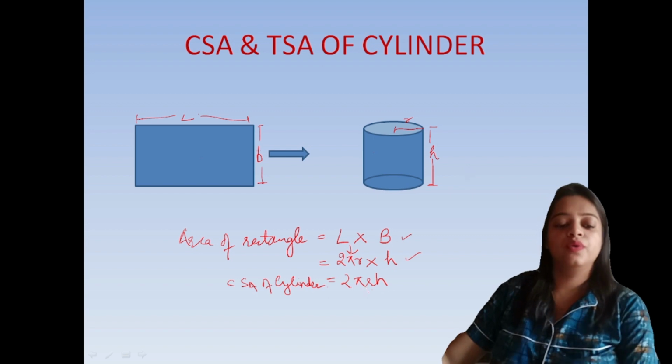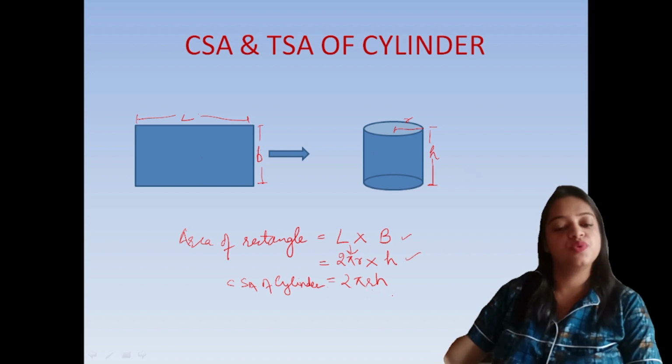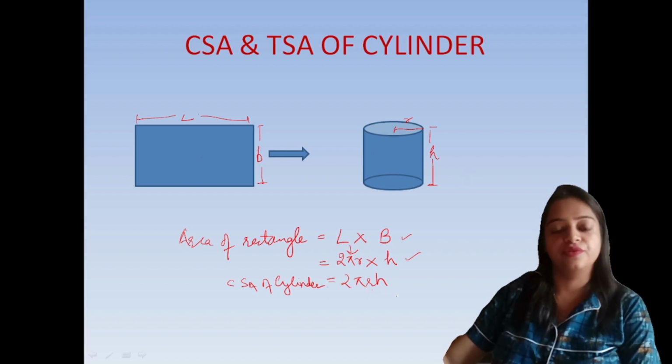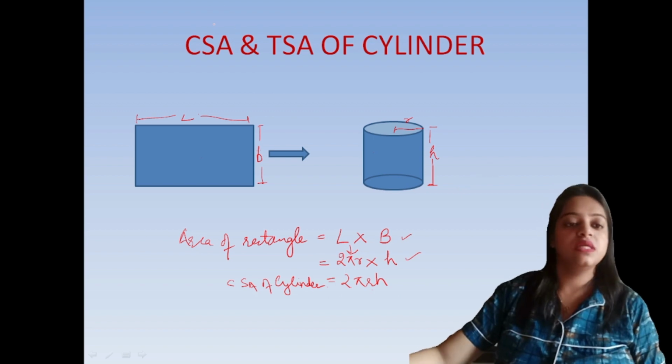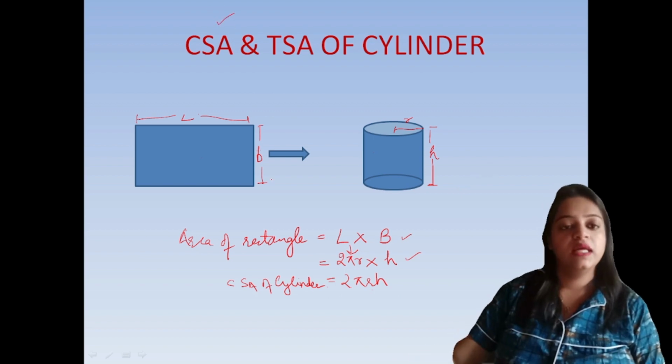Pi, you will take the value of pi as 22 by 7 or 3.14. So one thing is done. This is CSA, which is curved surface area. Let's see about total surface area now.